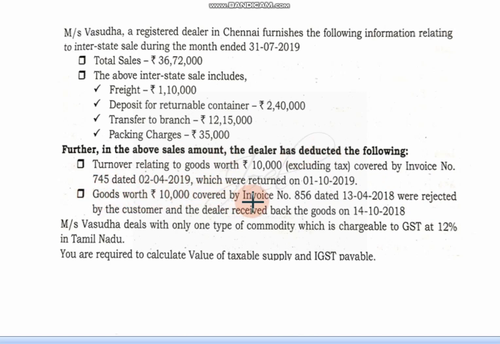Goods worth rupees 10,000 covered by invoice number 856 dated 13/4/2018 were rejected by the customer and the dealer received it back on 14/10/2018. See, now the item is rejected but after 6 months. So any item which is rejected after 6 months, we cannot deduct. It is deducted here, so we have to add whatever he has done. Deduction is wrong, so we are adding. So first item we are not considering, second item we are considering.